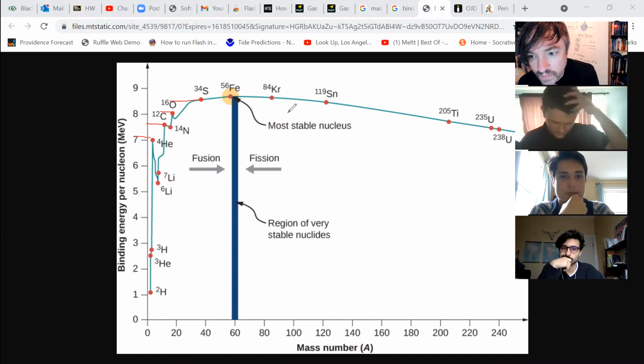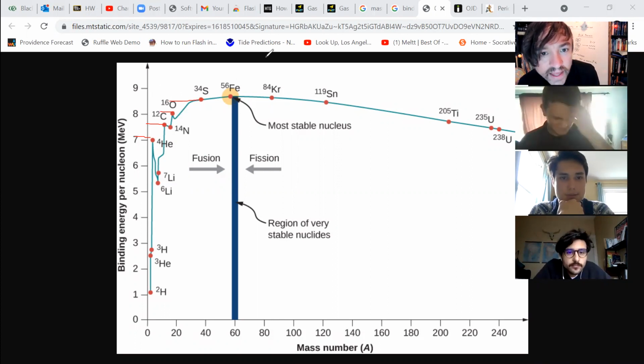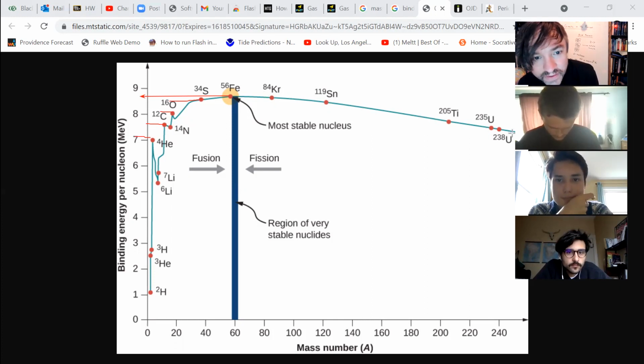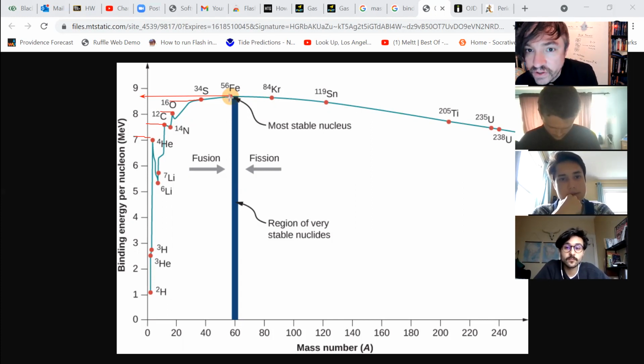So it's less and less. Less and less and less. What the hell's going on with iron? At iron, it stops. And this is one of the weird things about nuclear physics. It starts rolling down the other direction. It starts producing the energy by breaking it down.